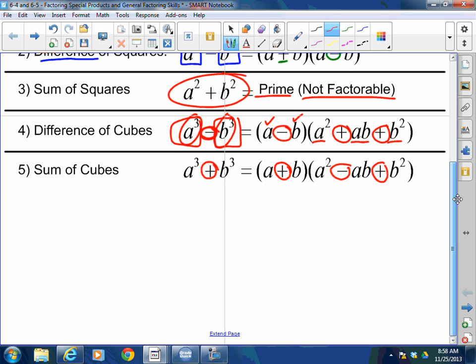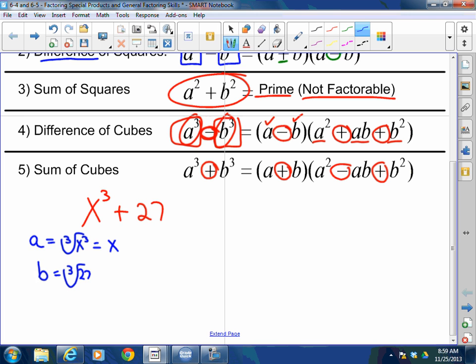Now, I see some of you looking at me like I'm talking in Chinese, so let's do x cubed plus 27. Is x cubed a perfect cube? Yes. As long as it's an odd exponent, it's a perfect cube. Is 27 a perfect cube? So we can initiate the sum of cubes. First thing, let's find my A term. My A term is the cube root of x cubed. What's the cube root of x cubed? X. My B is 27. What's the cube root of 27? 3. Now I have my A and my B.